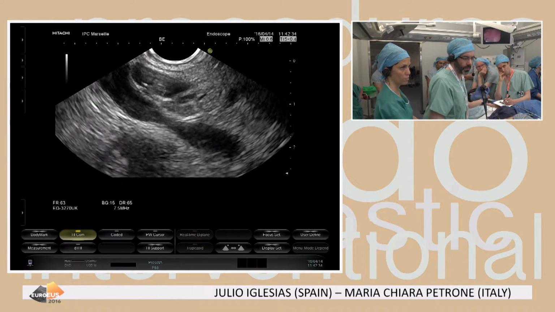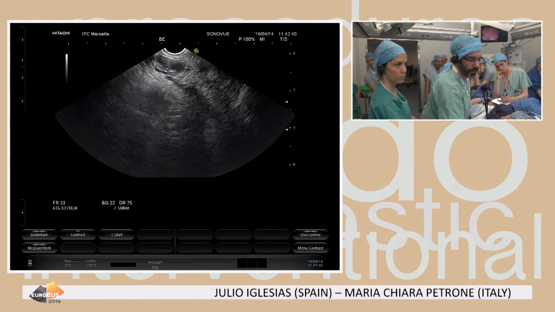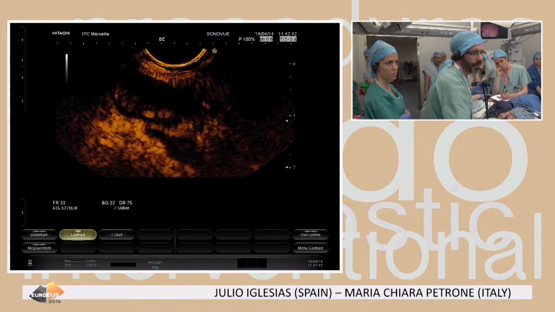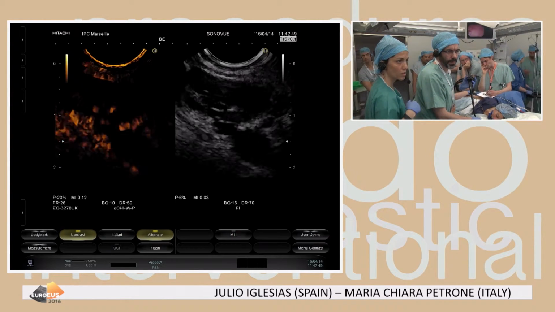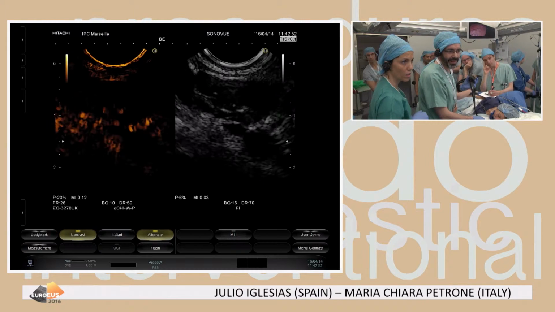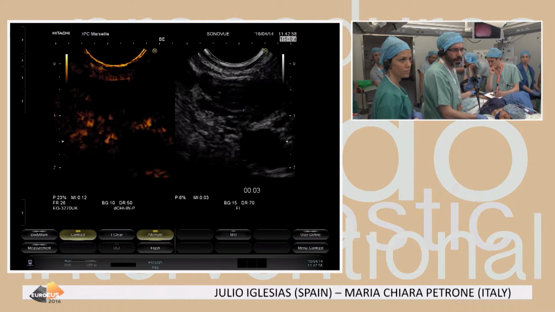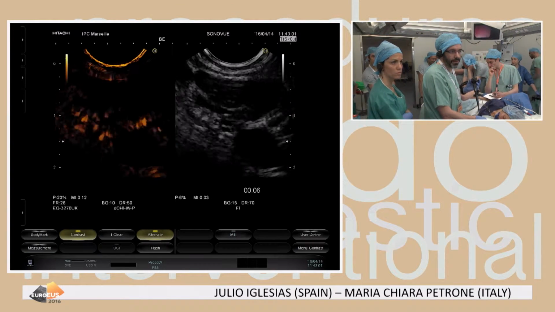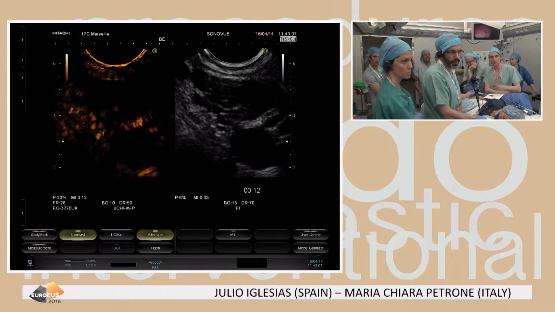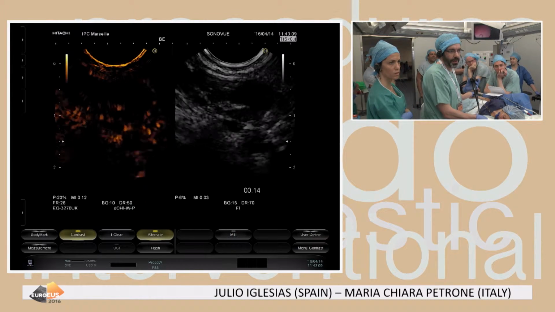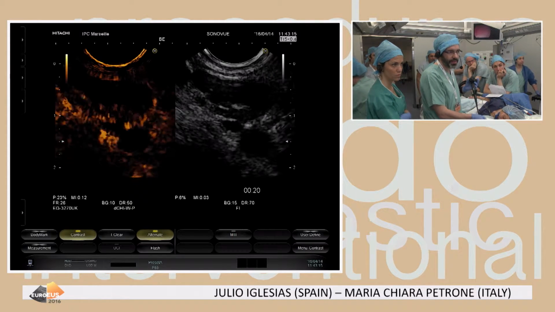You want the Sonoview? Okay. We can almost see the nodule. Sonoview is going in. Okay. So now we see that the Sonoview is getting into the vessels. We are now in the first 30 seconds, in the arterial phase.